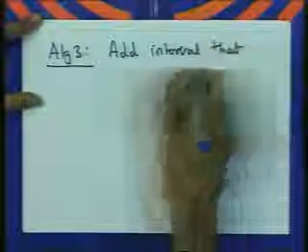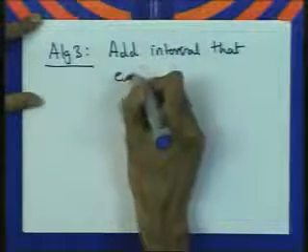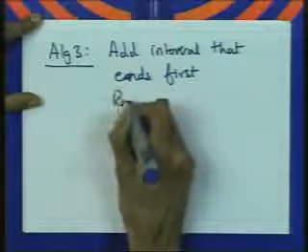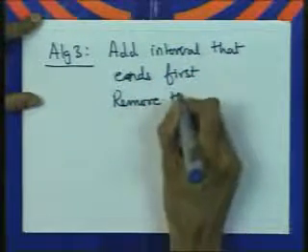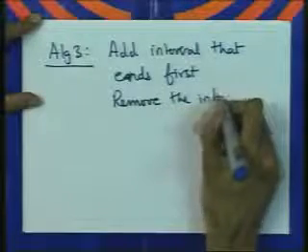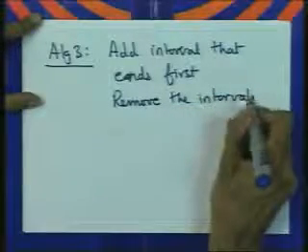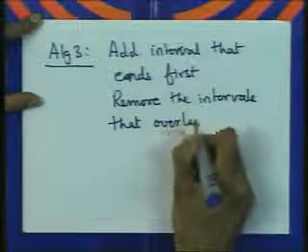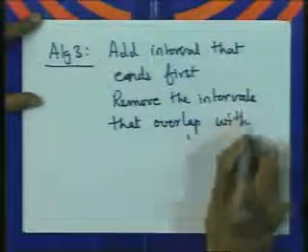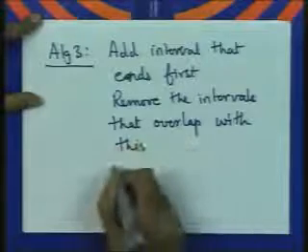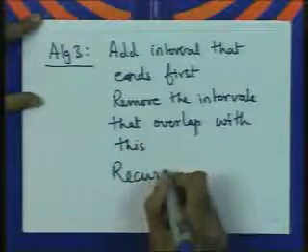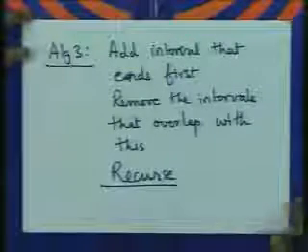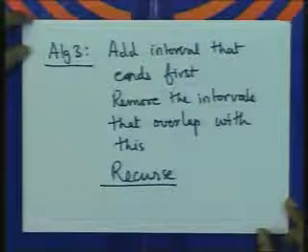that ends first, remove the intervals that overlap with this, and recurse. This is algorithm 3, and this actually does give us what we want.